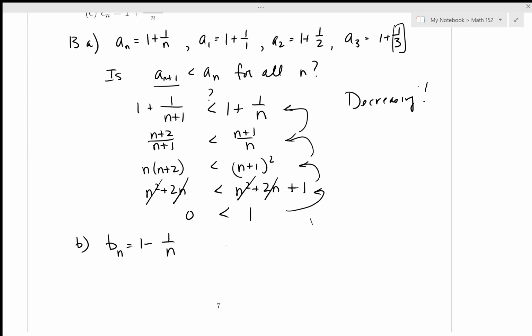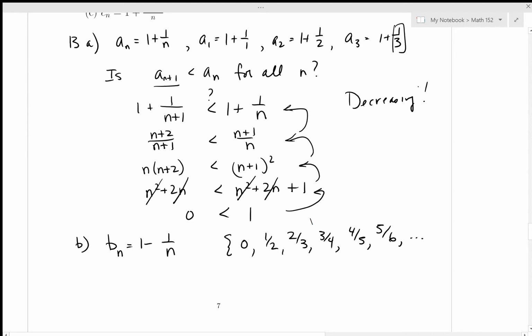Okay, let me just write out the sequence of numbers that I'm calculating in my head. 1 minus 1 over 1. That's the first one. 1 minus 1 over 2. 1 minus 1 over 3. 1 minus 1 over 4. 1 minus 1 over 5. 1 minus 1 over 6. Okay, looks to me to be increasing, right?